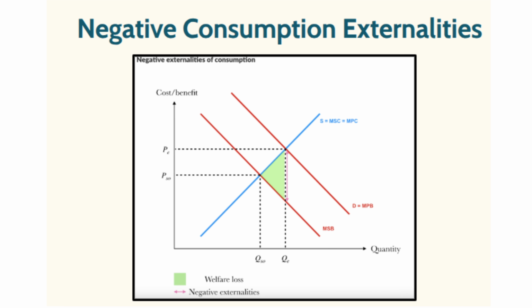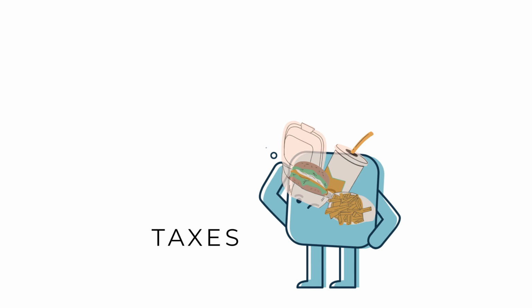The private benefit curve shows benefits to private companies and food brands. The social benefit curve is lower because it accounts for harm to others. The market equilibrium results in too much consumption, creating a deadweight loss to society.